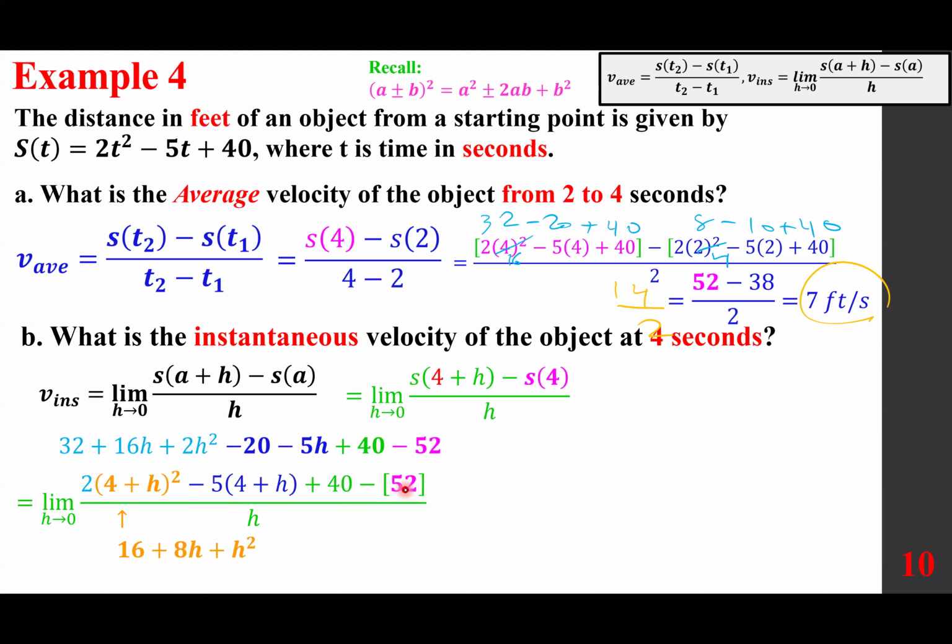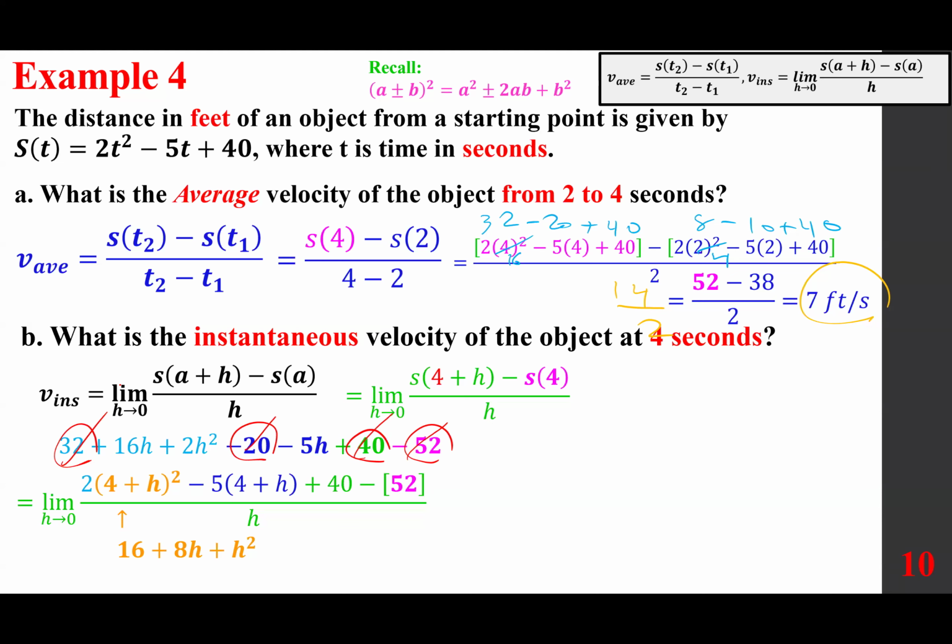Now, if you look at the numbers, 32 and 40, they add up to 72. Negative 20 and negative 52, they add up to negative 72. They add up to 0.